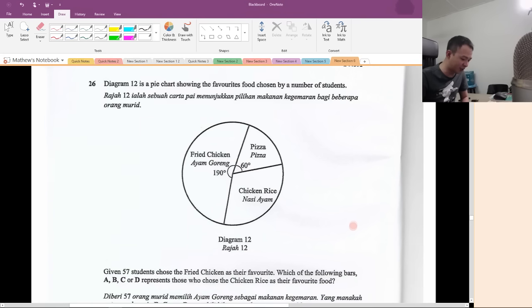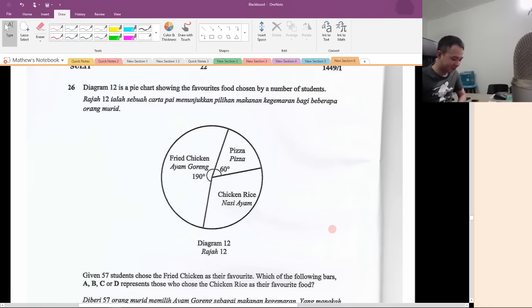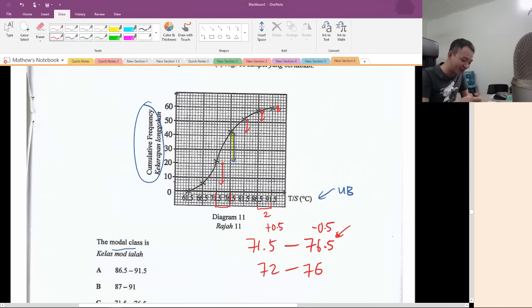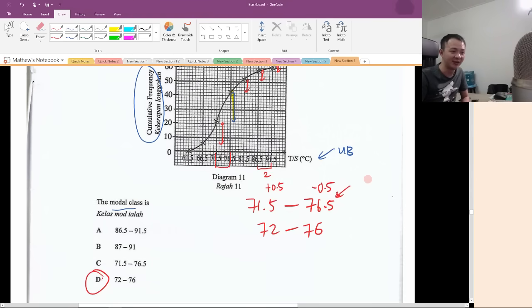Okay, I'll move on to question 26. This question is a bit tricky, but it's still okay. It's about frequency. How to get the frequency? You basically just subtract them. For each coordinate, you read the data here and then subtract them to get your frequency.